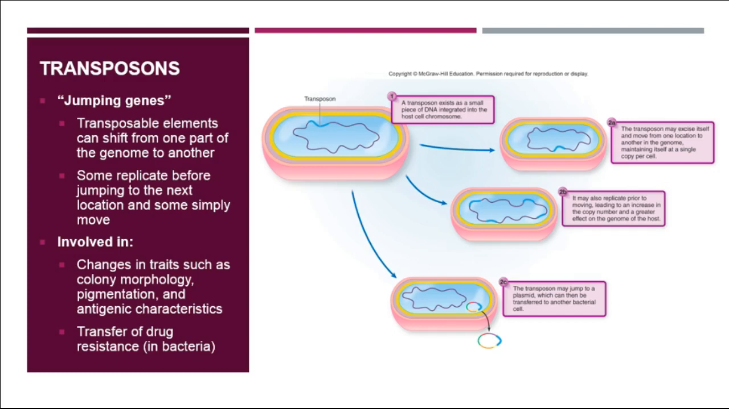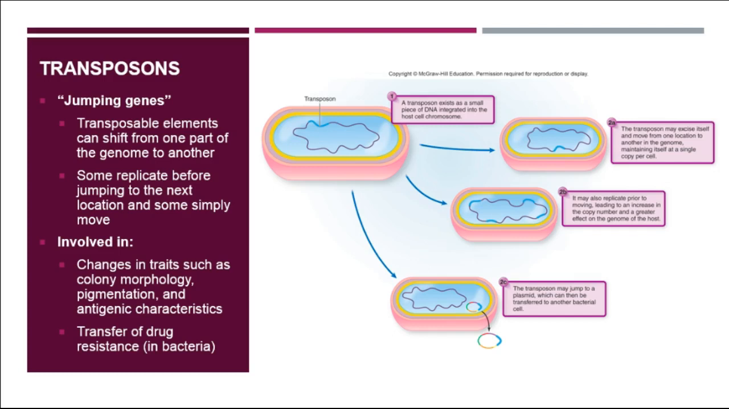Transposons are not exactly horizontal gene transfer, but they do result in the recombination of DNA. Transposons are also known as jumping genes, and they were first discovered by Barbara McClintock when she was studying maize and noticed the color changes in corn kernels. So these transposable elements, or these jumping genes, can shift from one part of the genome to another. So they can move places or locations within the chromosome.